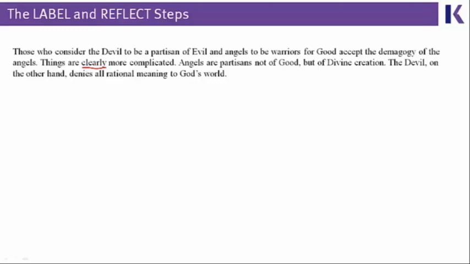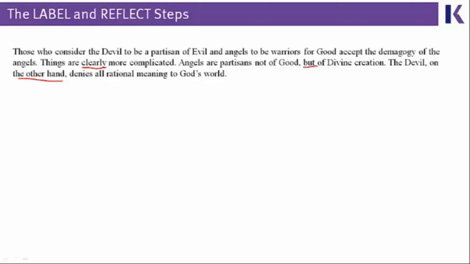Now let's see what this complication entails. Going back to the passage, it says, "Angels are partisans not of good, but of divine creation. The devil, on the other hand, denies all rational meaning to God's world." We see two different keywords in the second half of the sentence. So we're getting this big difference from the way that the devil and angels are traditionally viewed. And this difference is that angels are not necessarily good, but have more to do with creation. The devil isn't necessarily evil, but more along the lines of anti-rational.